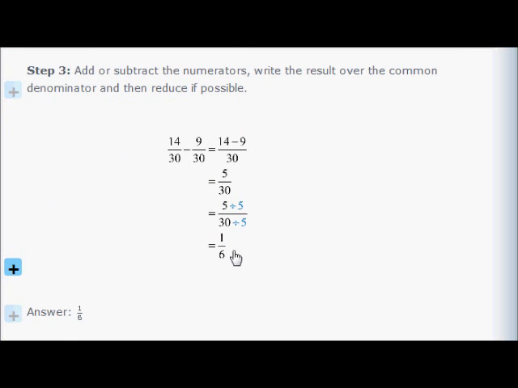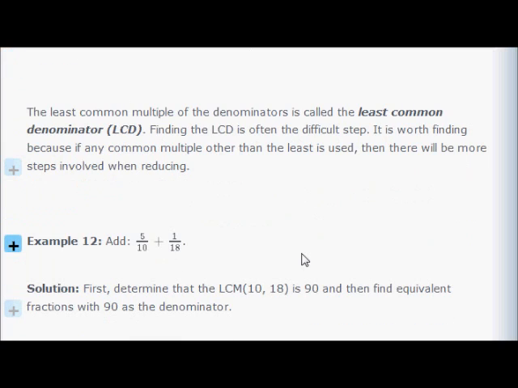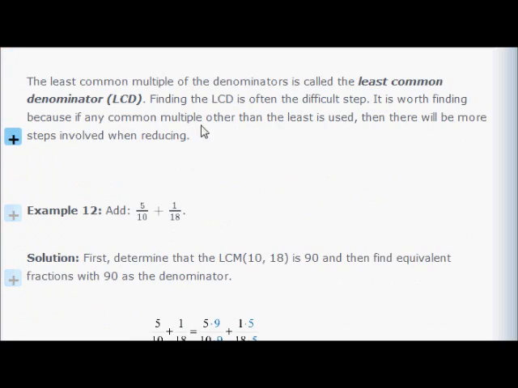The 2 is common to both of them, but this one is missing the 3 times 3, and this one is missing the 5. So let's just multiply this by 3 times 3, which is 9. So we're just going to get 10 times 9 is 90. And over here, we were just missing the 5, so we're going to multiply 18 times 5, which is also 90. And that's good because we're looking for something that's a common multiple, right?